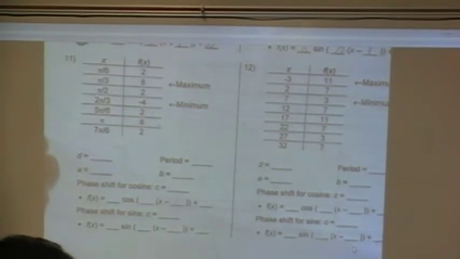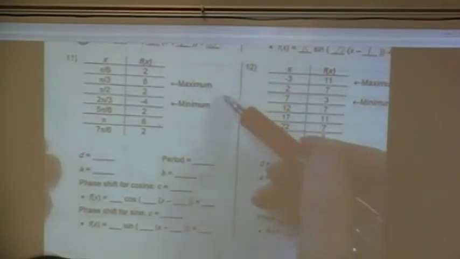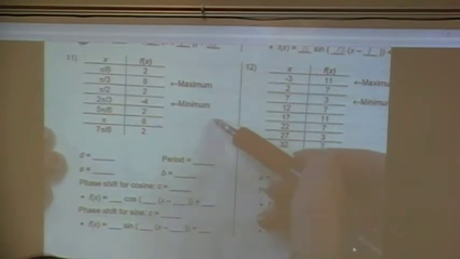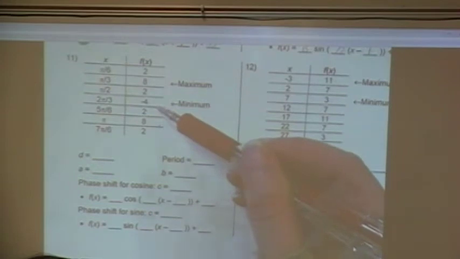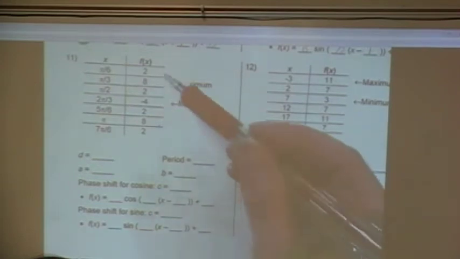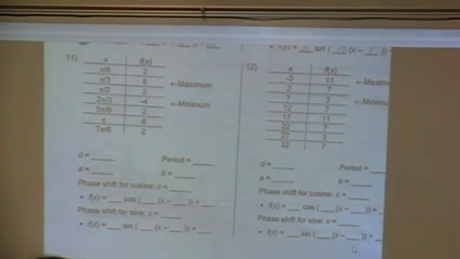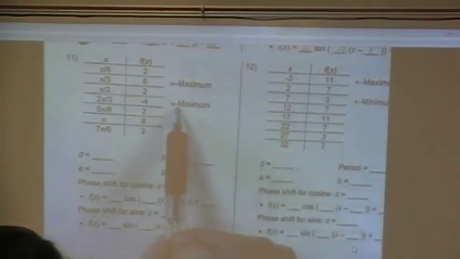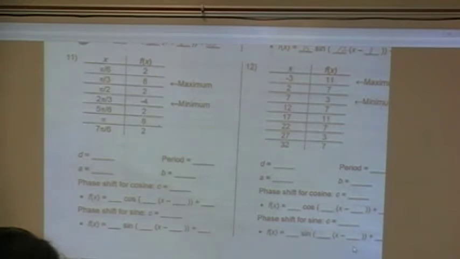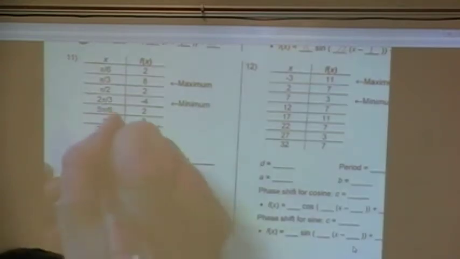Now there's no picture or function, this time just a table. But they do give me a maximum and a minimum point. If I can calculate the difference between the maximum and minimum, then I can figure out my amplitude, because from the peak to the valley is 2 amplitudes, right? So I can just half that and get my amplitude. How far is it from the peak to the valley? 12. Which means your amplitude has to be 6. So your A value is 6.